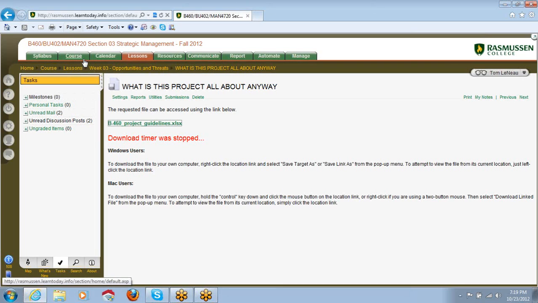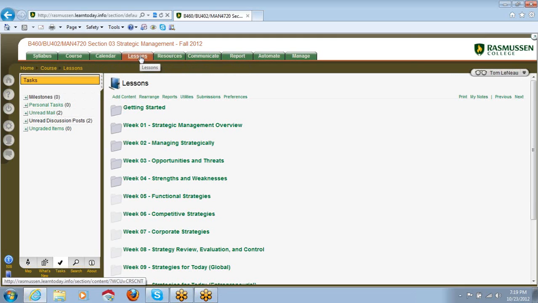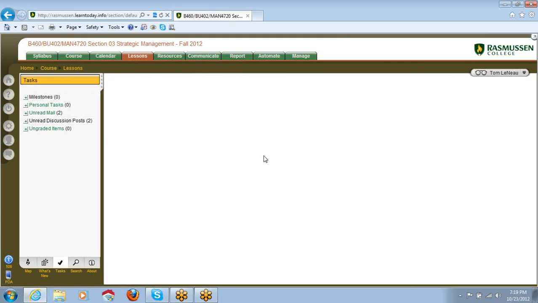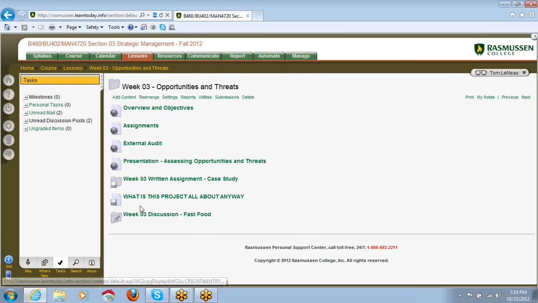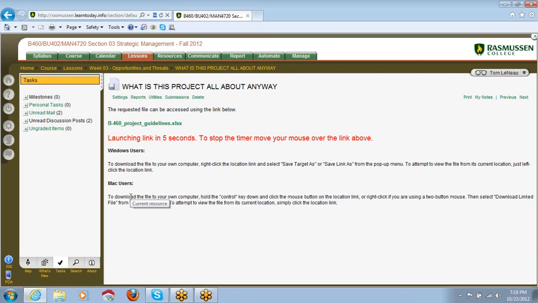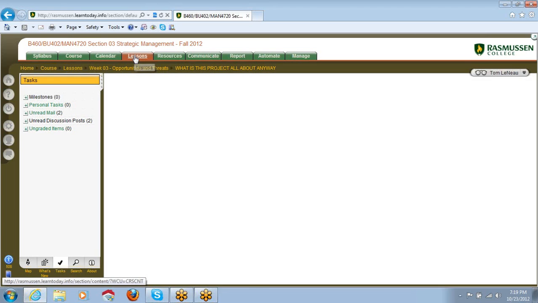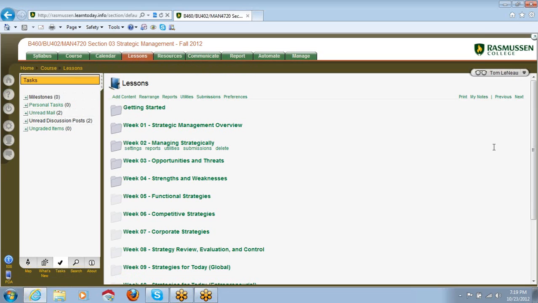Now that was there again for people that don't remember how I got there. I was in lessons. I went to week 3. And within week 3, there was this nice little heading that says, what is this project all about? I click on that, and if I don't do anything else, you can see the little timer will count down and it'll automatically load.